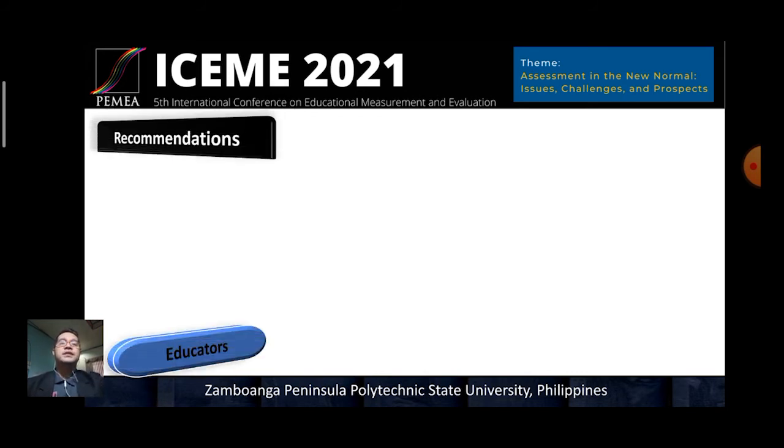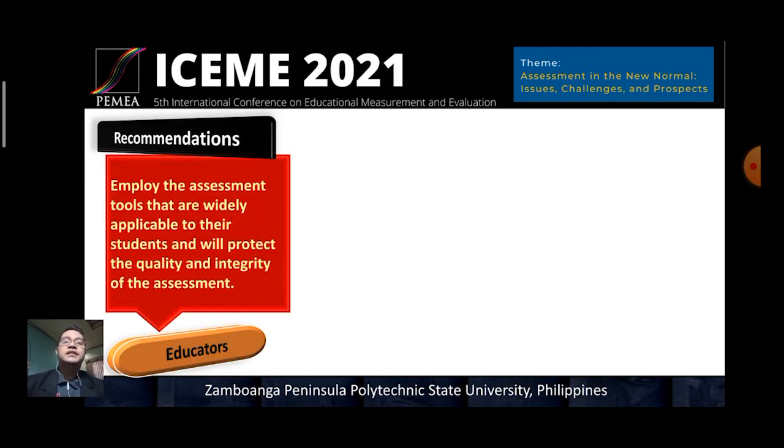The first is on the educators. We believe that educators should employ particularly these assessment tools that are widely applicable to their students and will protect the quality and integrity of the assessments. We know that it's important to protect the quality and integrity of these assessment practices, but at the same time, it is also very important to consider the profile of the students, like for example, their gender, their indigency, and their computer literacy level.